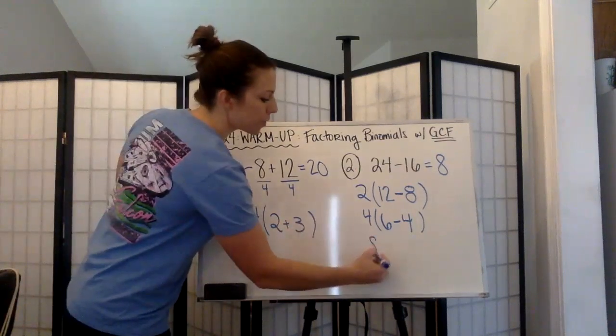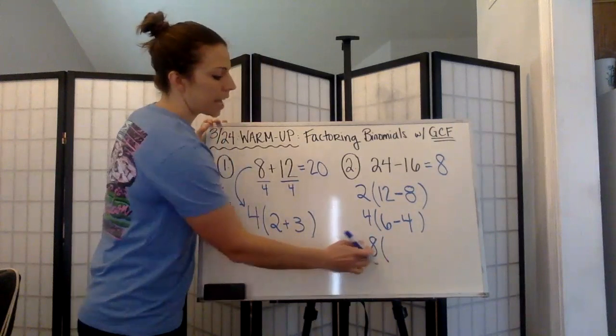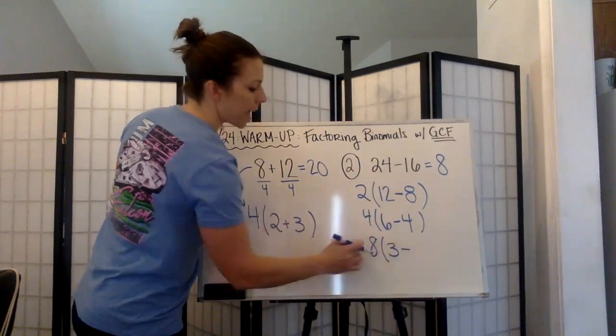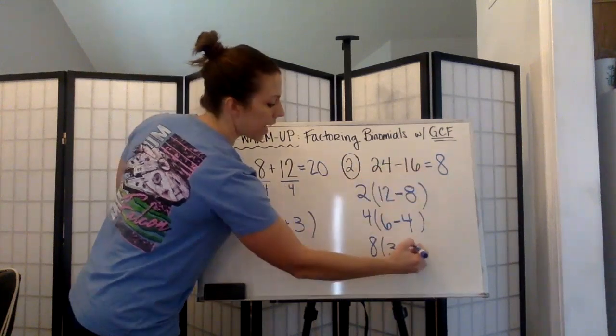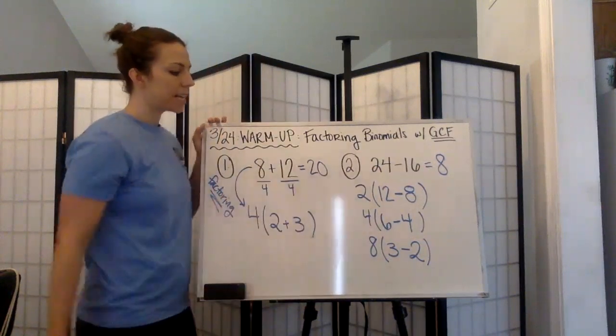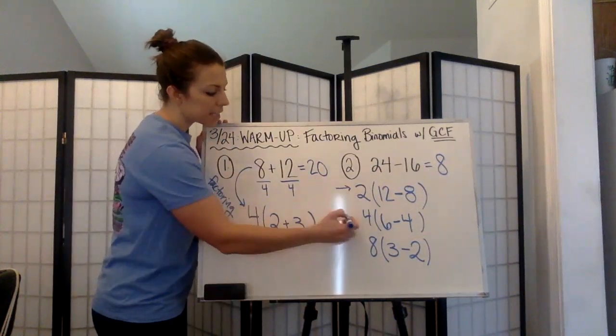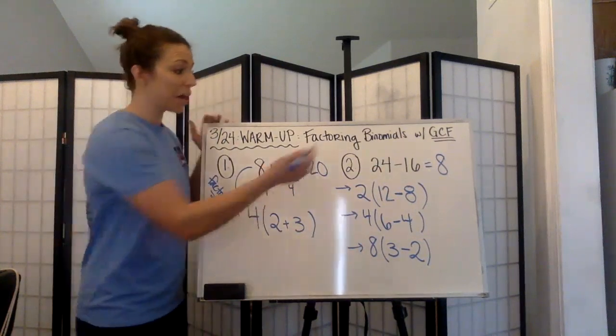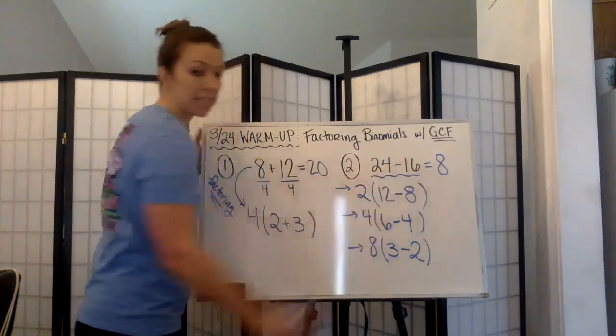So let's write it now using 8 as a factor. 8 times what is 24? 8 times 3. And 8 times what is 16? 8 times 2. 3 minus 2 is 1. 1 times 8 is 8. So all 3 of these expressions are products that are equivalent to this difference.